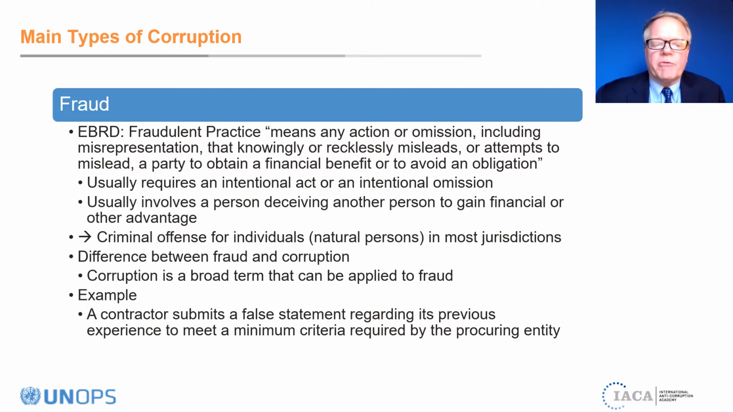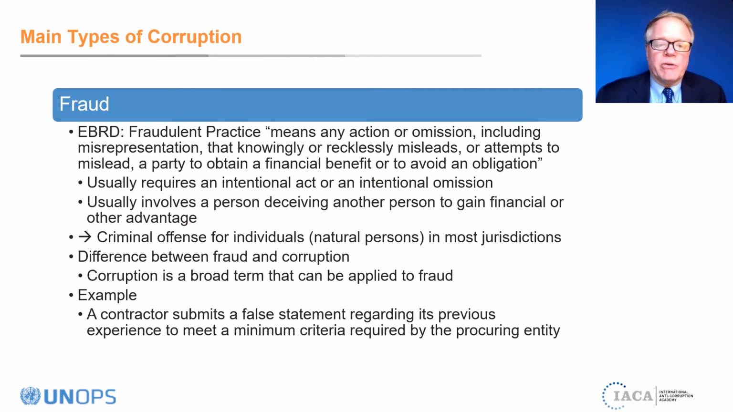The difference between fraud and corruption is that corruption is a broad term that can be applied to fraud. But again, with fraud, we're looking at private action. It's not a misuse of public authority. So why are we talking about private action as a form of corruption? This gets back to the point we made before, that corruption, more broadly understood, is anything that undermines the procuring system's ability to gain best value.